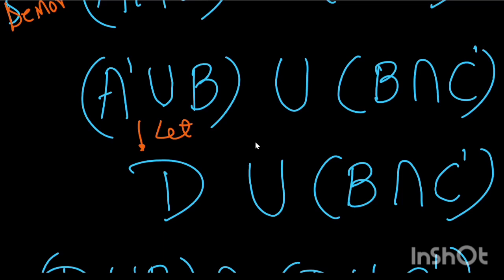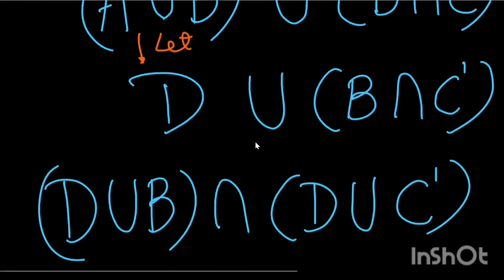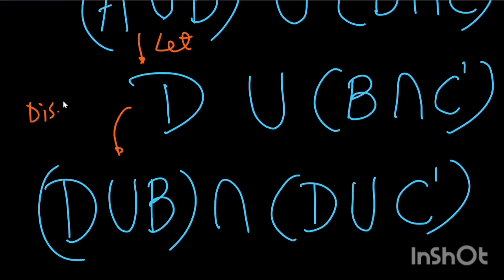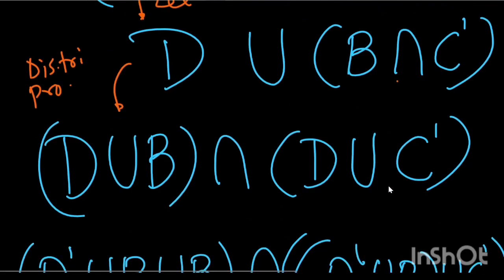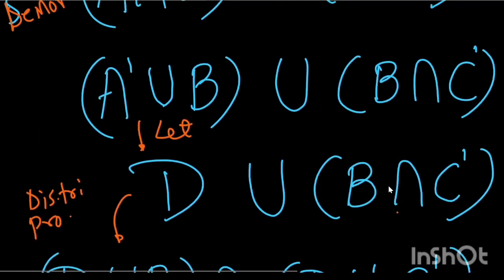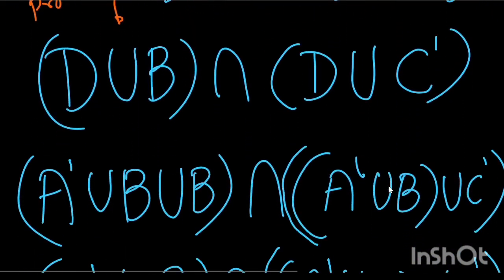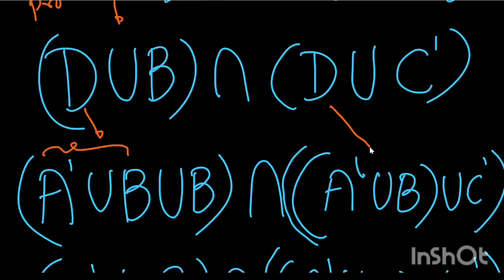It reminds us of the distributive formula. Okay, so distributive property. So D is distributed over union in B intersection C. So it will be D union B intersection D union C dash. Okay. Now D union B, D is what? A dash union B. So D we will resubstitute as A dash union B here as well as here.